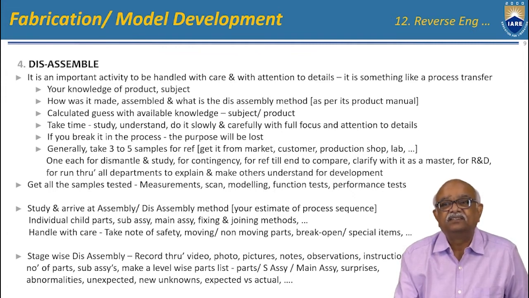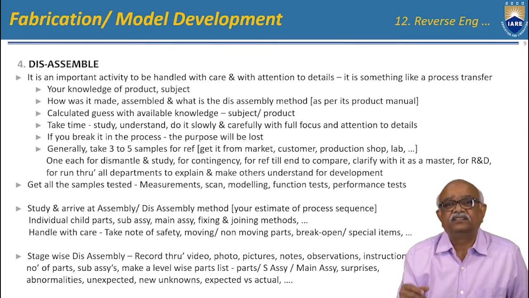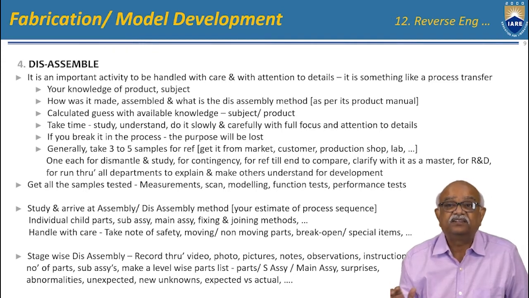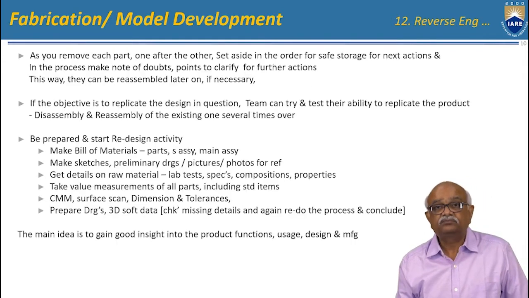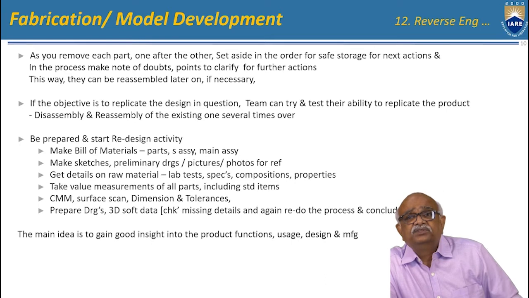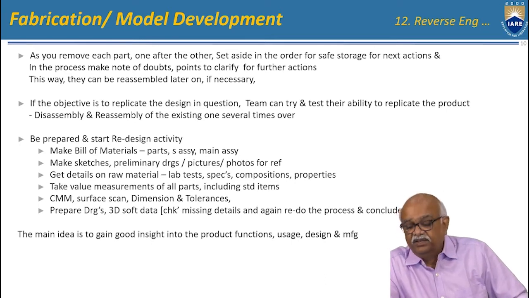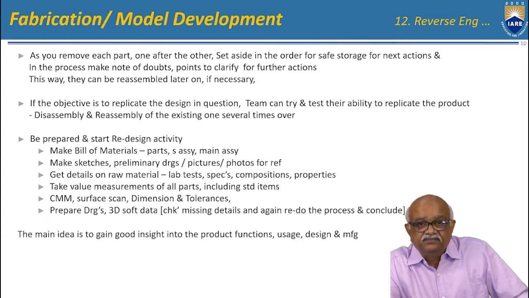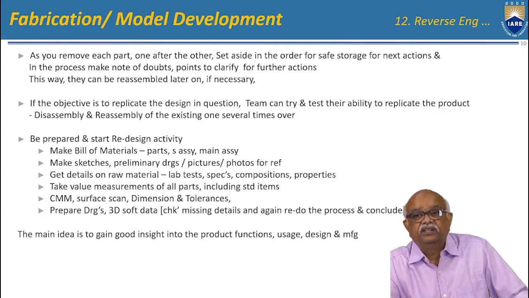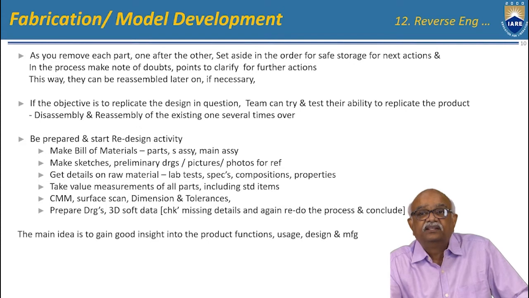Sometimes what happens is, you dismantle everything, and when you assemble it, though the product is assembled, 2-3 parts will be left over. You have forgotten where to fit them. That should not happen. And as you remove things, you make the bill of materials. Then, with all the items at hand, you make a bill of materials as if it is a new design. Parts, an assembly drawing, sketches, preliminary drawings, and then start taking measurements.